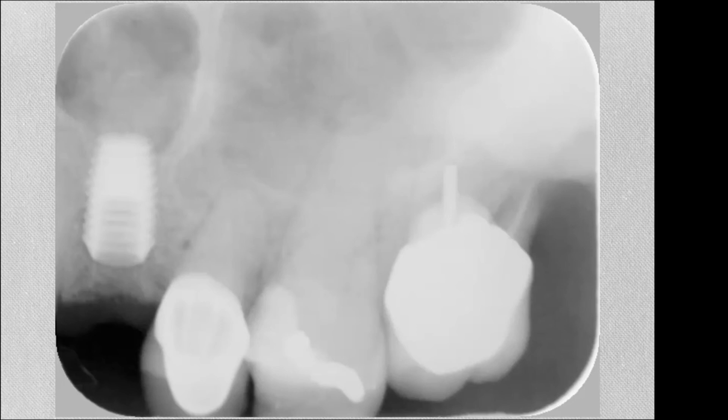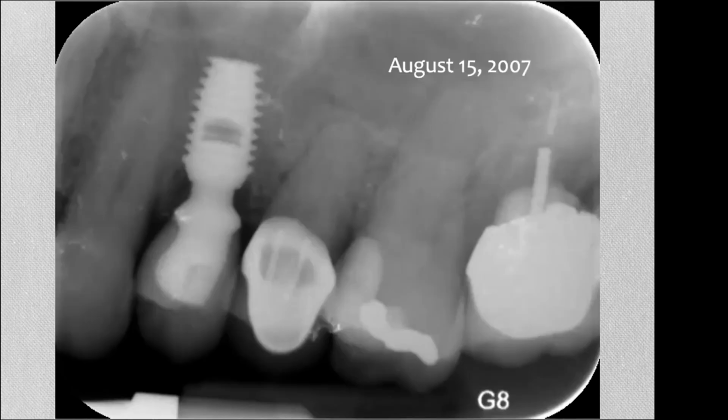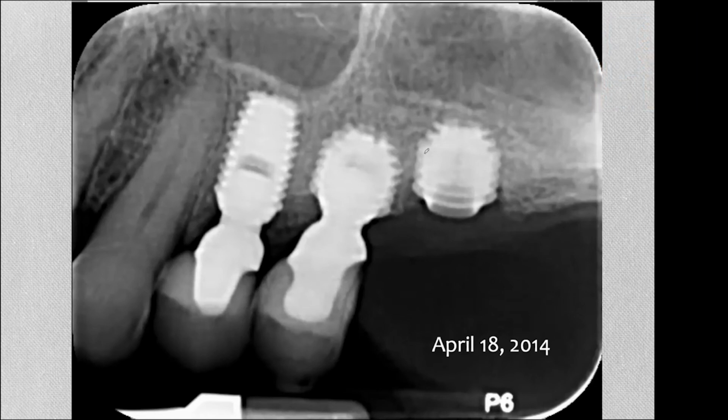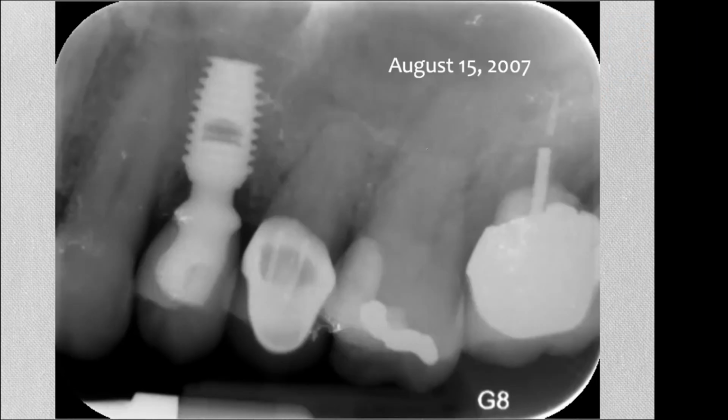This is the implant restored. Okay. And this is the implant 11 years later. Look at the bone level, how stable it is with the SynthoGraft. If anything, the patient, with the loss of teeth, lost some of the crestal bone. You waited too long to have these teeth treated.